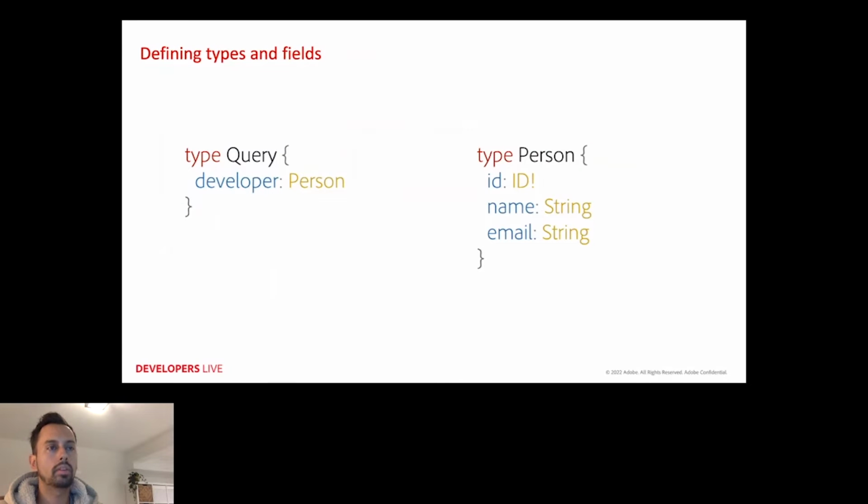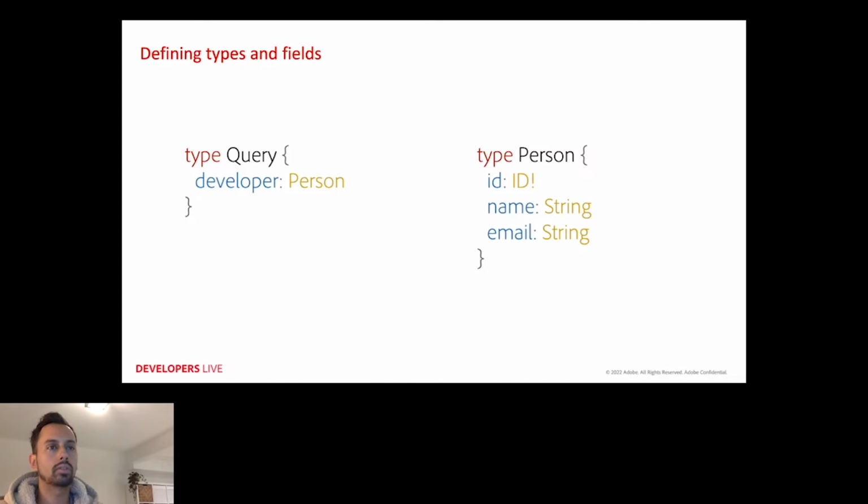If you remember the definition, I mentioned a typing system. Now, the typing system in GraphQL is really the backbone. On the left side, you can see the definition of a developer query that returns a person, and on the right side, you can see the definition of a person with 3 fields, the ID, typed as ID, and name and email. GraphQL has built-in default types called scalar types, which are string, boolean, float, int, and ID.